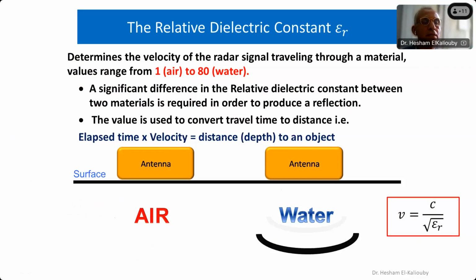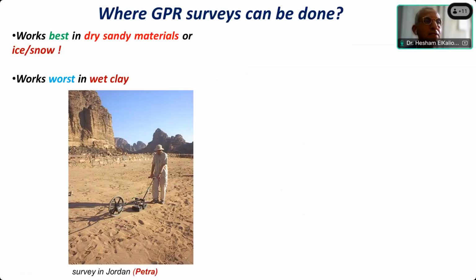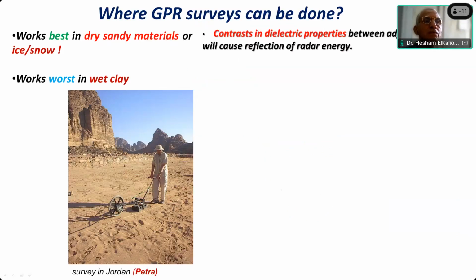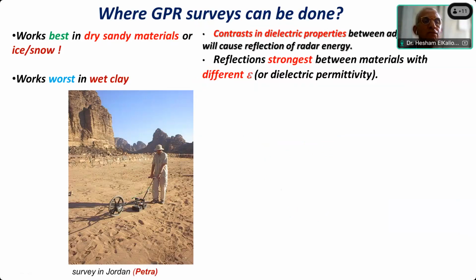GPR is best used when we have dry sand conditions, or we have ice or snow. It works very well. While it's not very good when we have wet clay or any electrically conductive material in the subsurface. So in order to see the different subsurface materials, we need a contrast in the electric properties to be able to see the interface between the different earth materials.